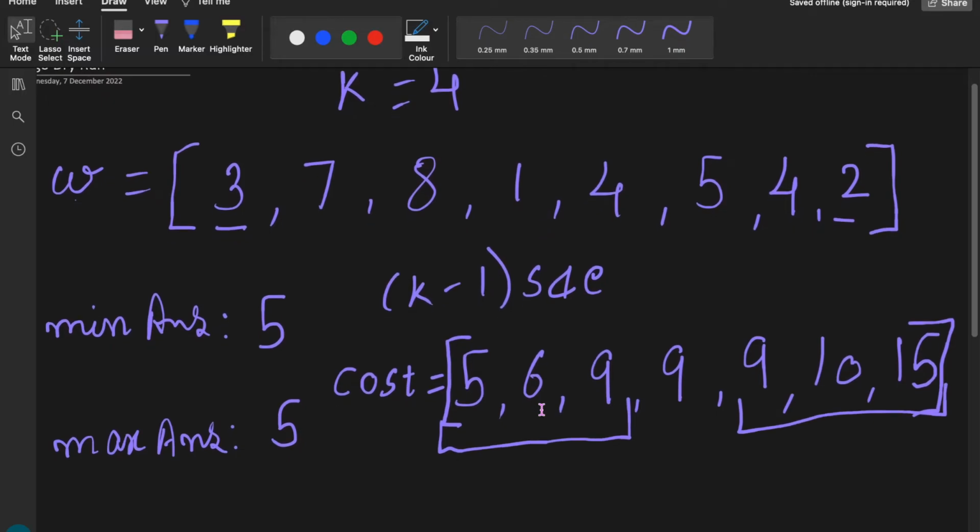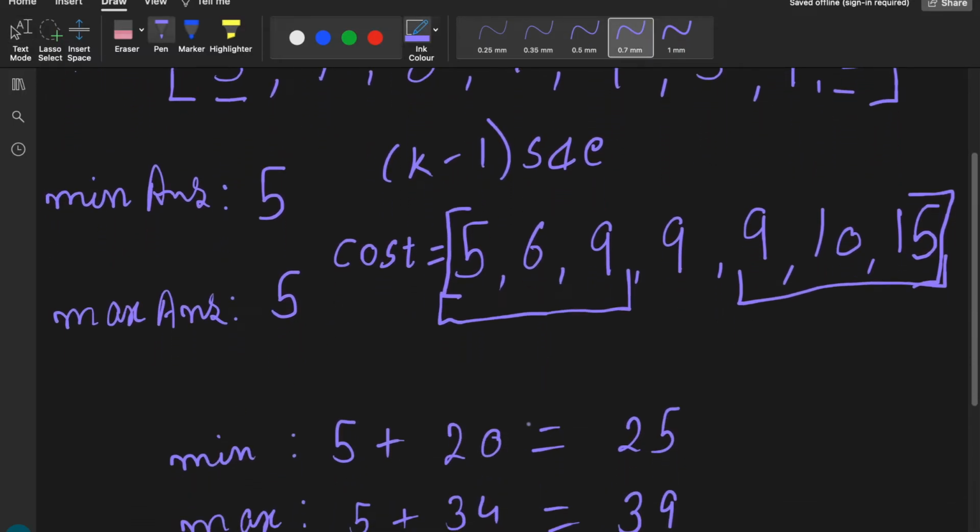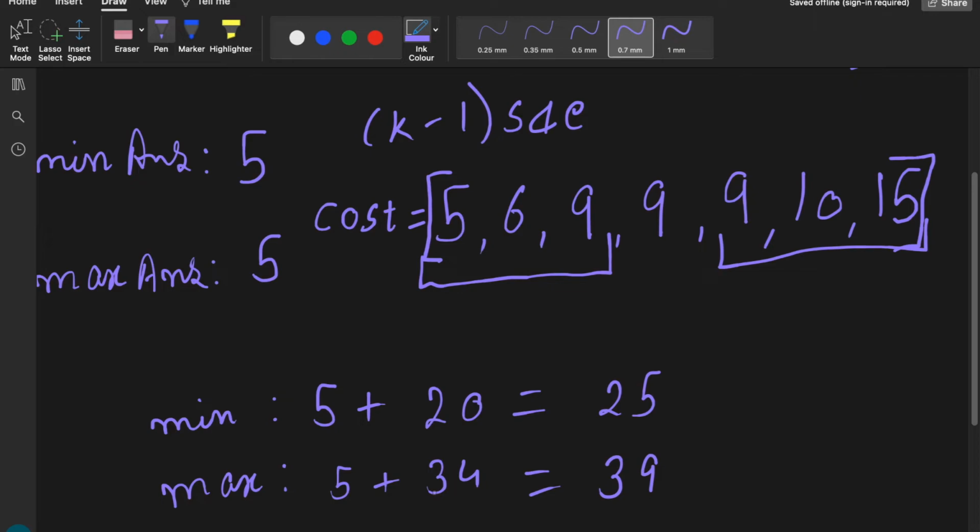So the minimum and maximum answers correspondingly will be 5 plus 20, that is 5 plus 6 plus 9, and 5 plus 34, that is 9 plus 10 plus 15. So we get a minimum answer of 25 and the maximum answer of 39, and we would just return the difference of maximum and minimum answer.